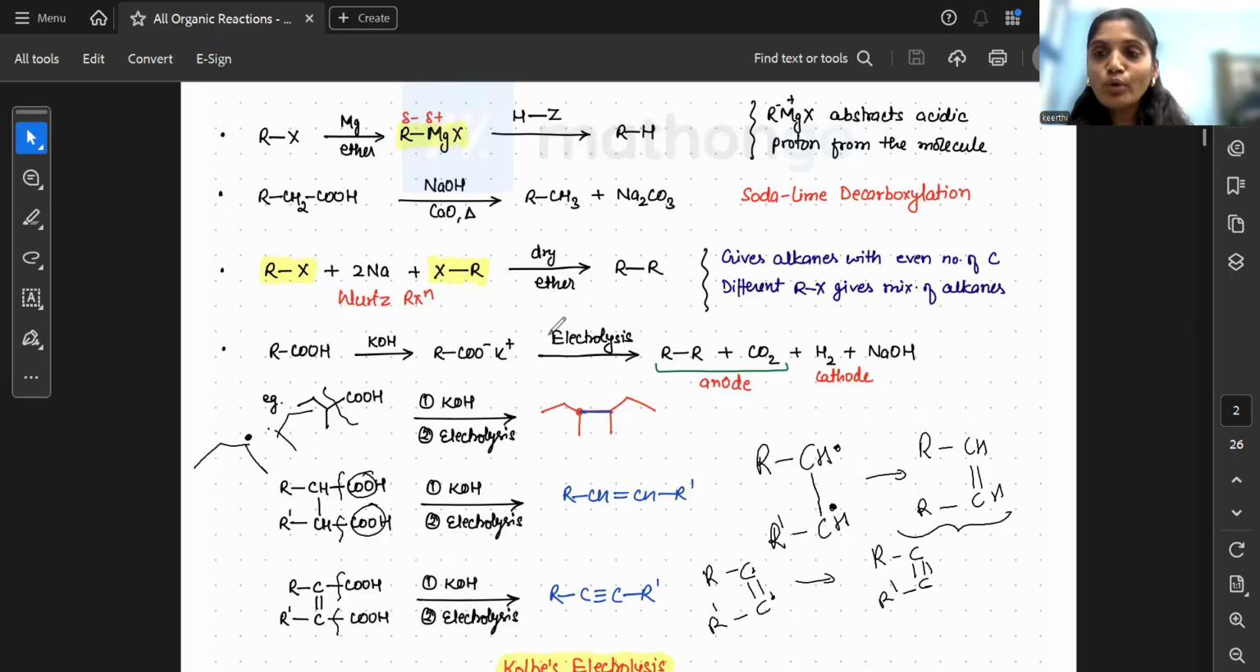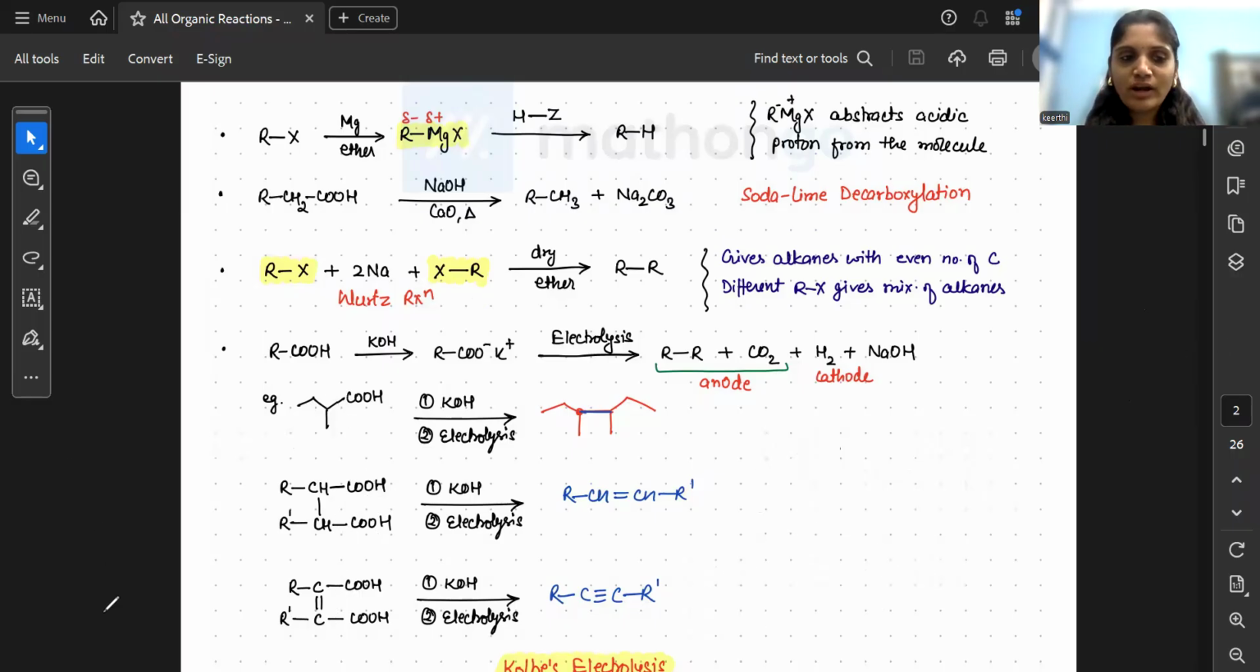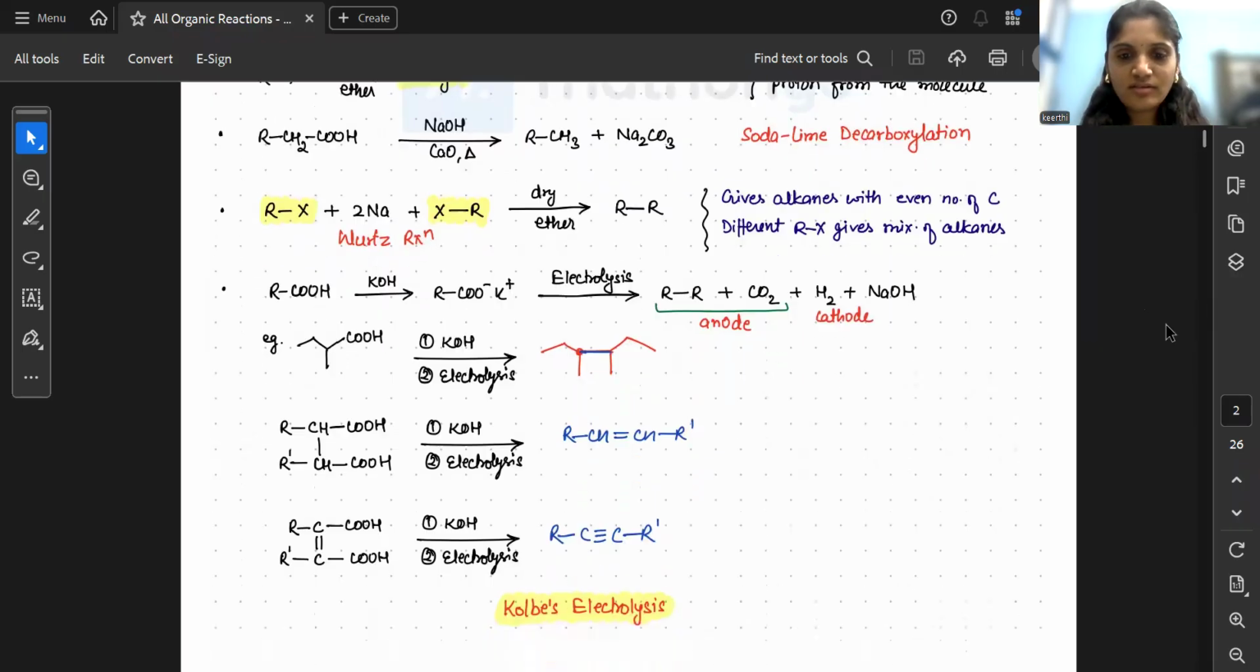Yes, so this is the way you do the Kolbe electrolysis, and you can write the Kolbe electrolysis products in this way. If it is a single carboxylic acid, just make two radicals of the same alkyl group, and you just need to attach the radicals. Clear? Now this is all about the preparation of alkanes. Now let us try to go and understand the reactions of alkanes.